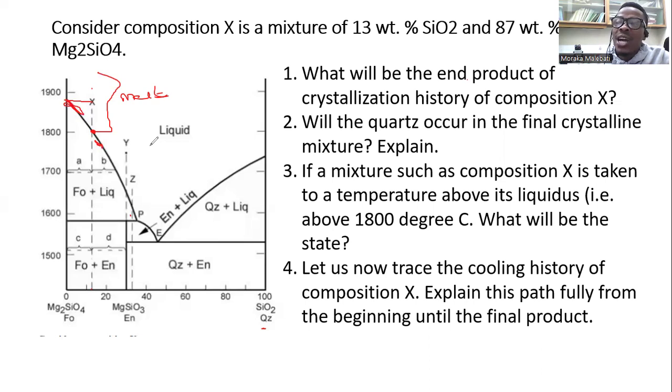As the temperature is further lowered, remember, first and foremost, if you want to read the composition of the forsterite, this is the liquidus line, so the solidus line will be somewhere here, and then it will read its composition. So the first crystals will be 100% pure forsterite. But as we lower the temperature, the composition of the liquid will change along the liquidus line. It will go down like that.